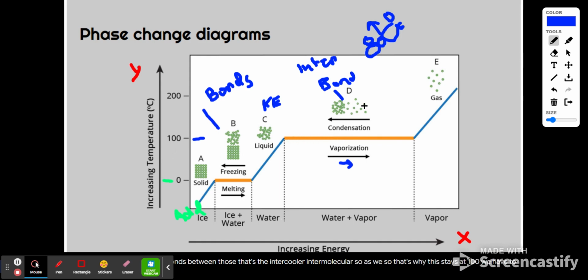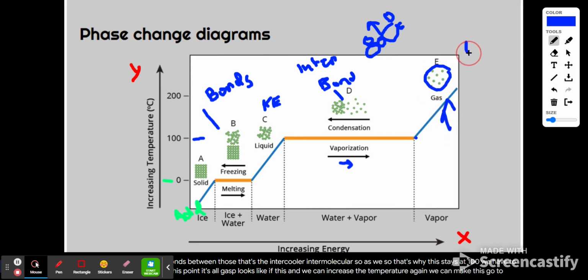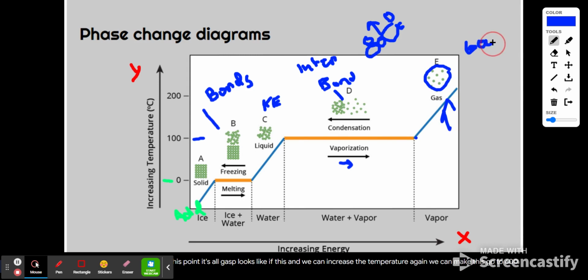We have to wait until all of this is gas, and at this point, it's all gas. Looks like this, and we can increase the temperature again. We can make this go to 600 degrees, and remember, burn a match. A match will light if we did this right, if we could add enough heat. So this is the diagram that I'd like you to remember and how things are changing.